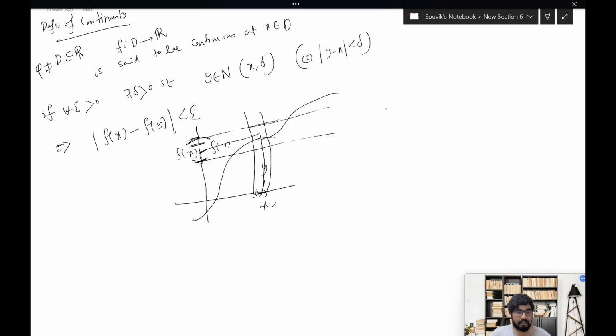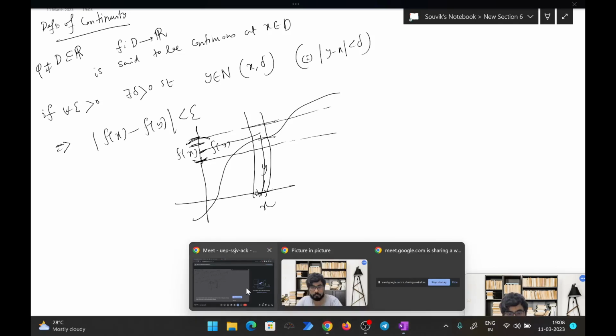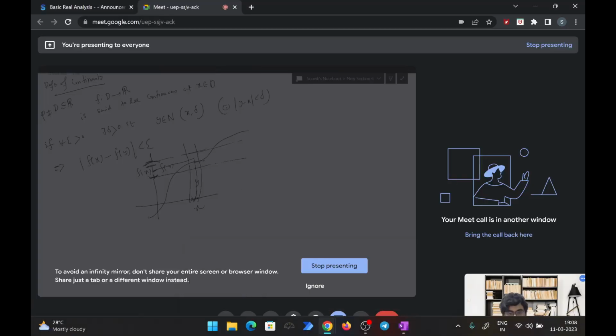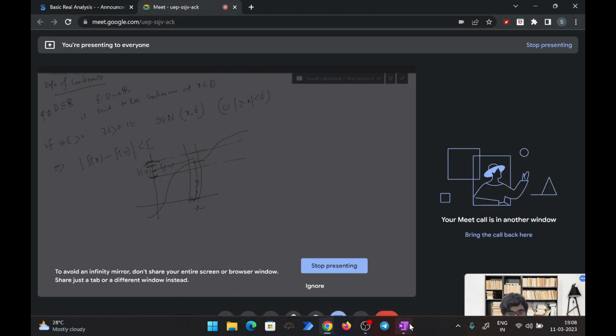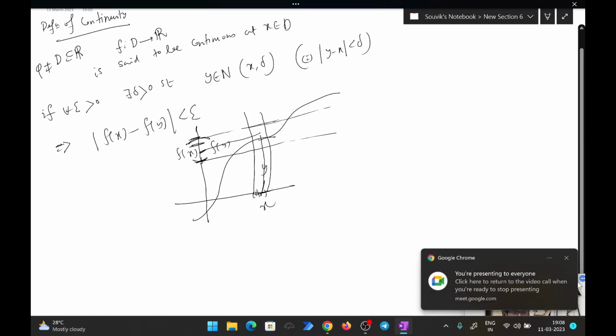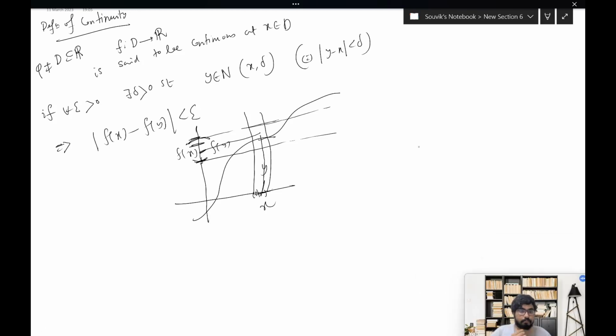So for a function to be continuous means, non-mathematically, that we can draw the graph of the function without lifting up the pen.